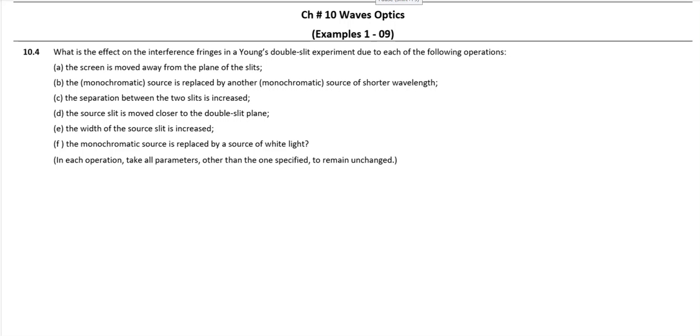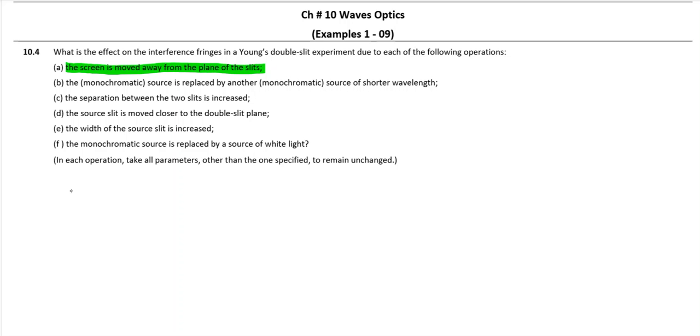Hello students, we are in the fourth example of chapter 10, wave optics. A few questions we are given. What is the effect on the interference fringes in Young's double slit experiment due to each of the following operations? Very first operation is the screen is moved away from the plane of the slits.